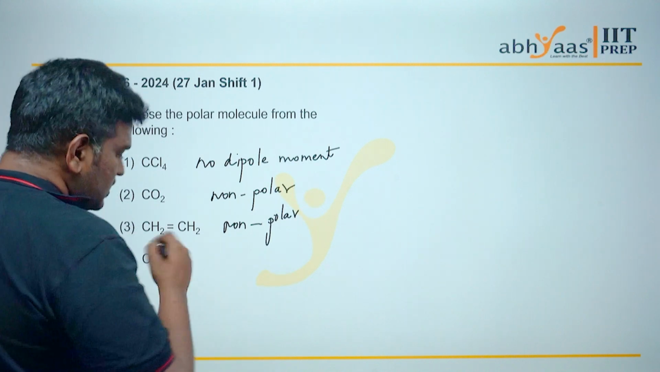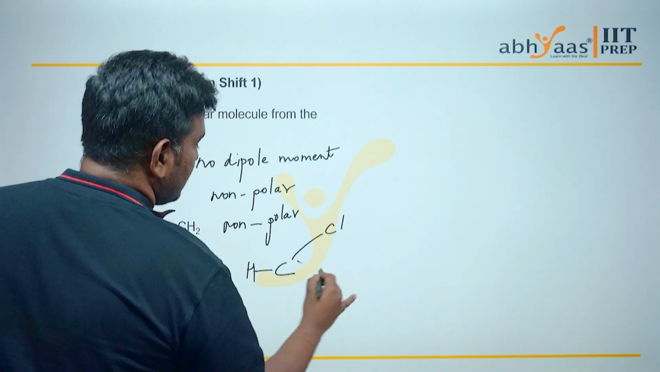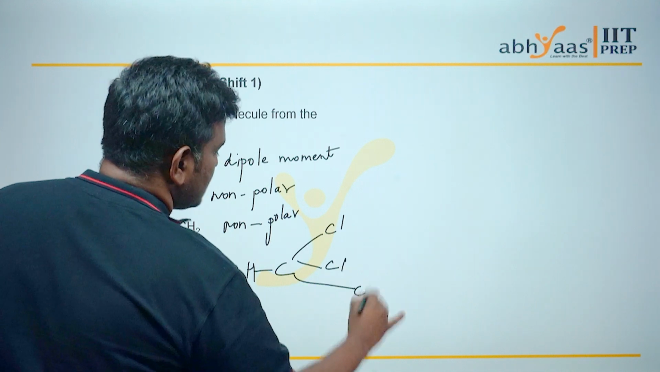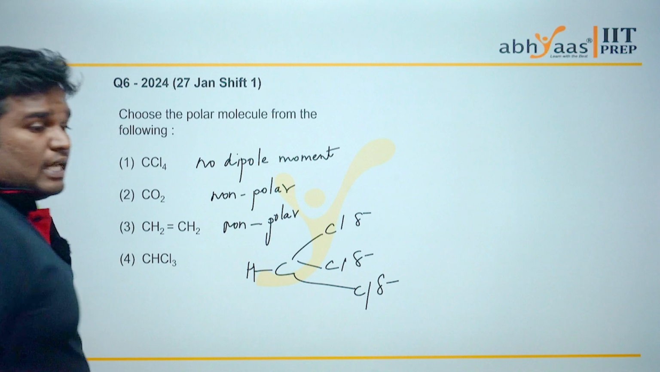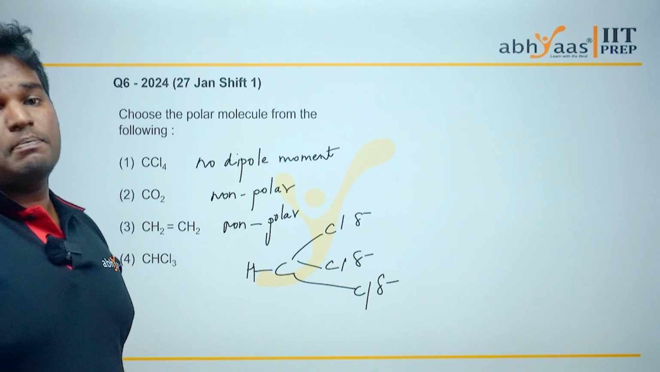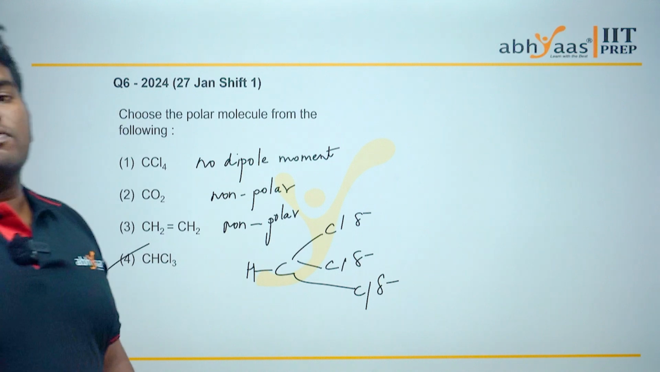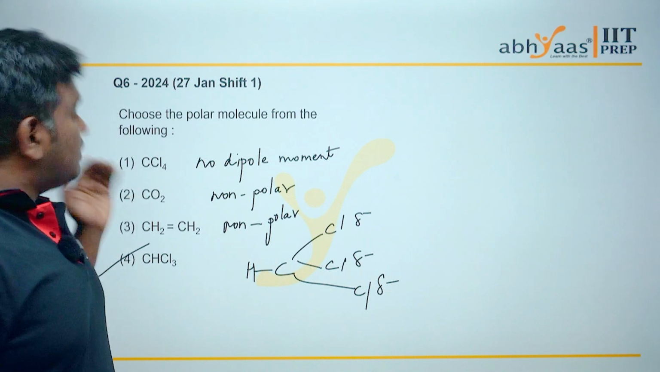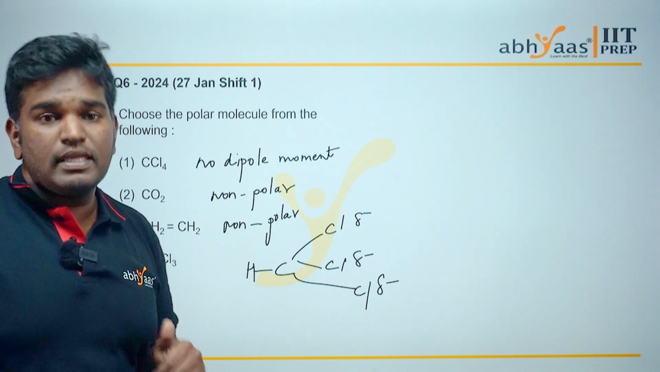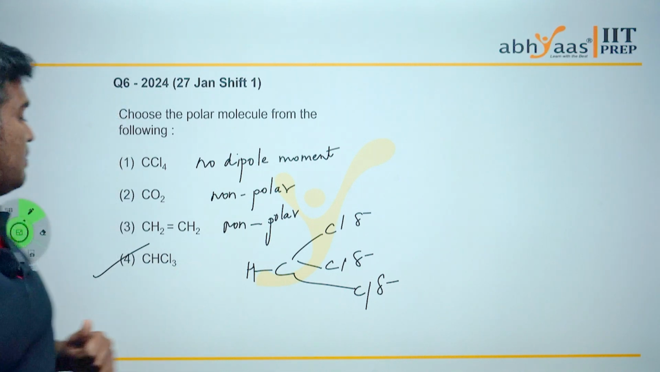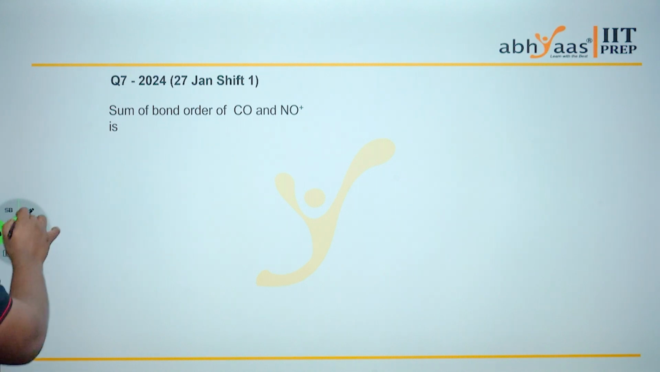Now coming to CHCl3, you will be having H and you will be having the electronegative Cl. So here you can see that the chlorine is electronegative and there will be a dipole moment. So in this case we have to say that CHCl3 will be a polar molecule. They will be having this dipole moment and it will be the polar molecule among these four. Right. Now coming to the next question.